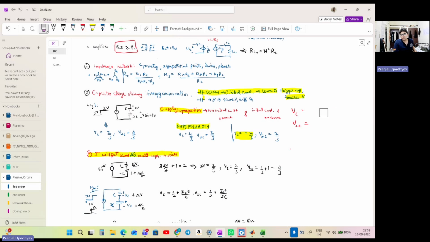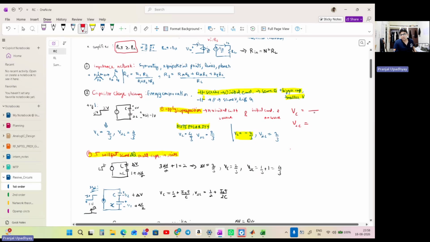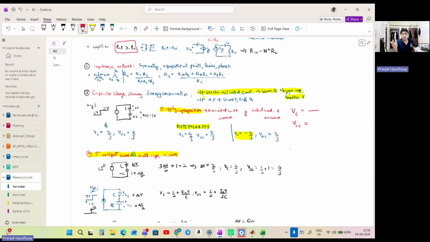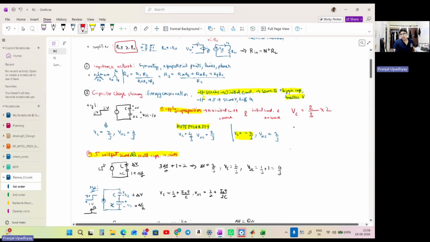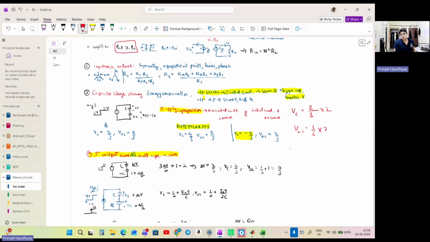So what will we see here when we are ignoring the initial conditions? Again, as I said, since it's a smaller cap, it will have more voltage. So it will be 2 by 3 times this, again into 2. And what will be V2C? V2C, again, as I said, will hold a lesser amount of voltage, so it will be 1 by 3 times 2. Now this is without initial conditions. Now we will consider the initial condition and remove this source.